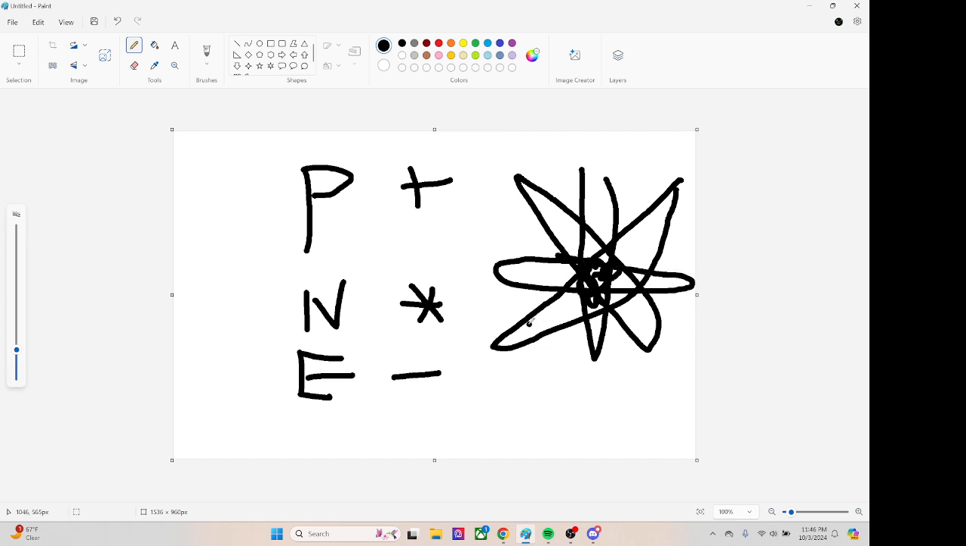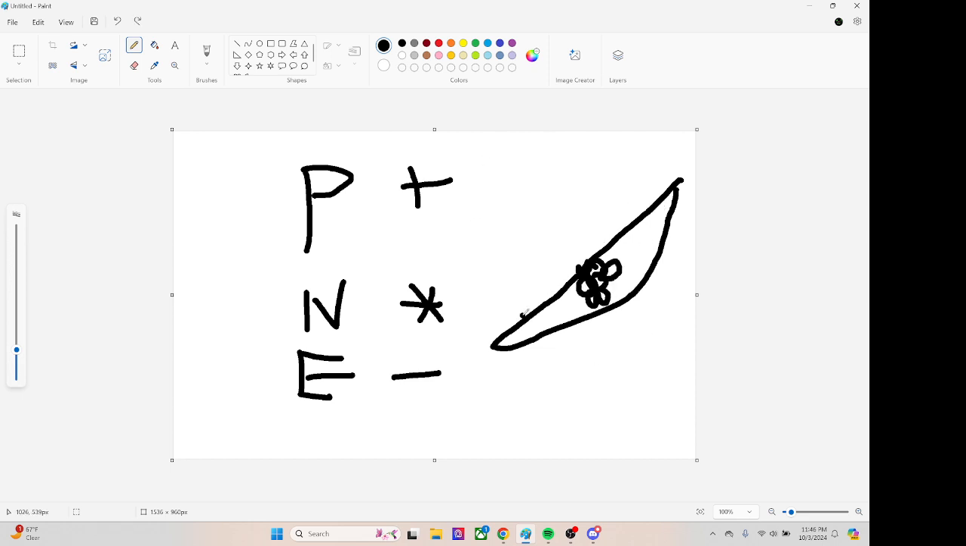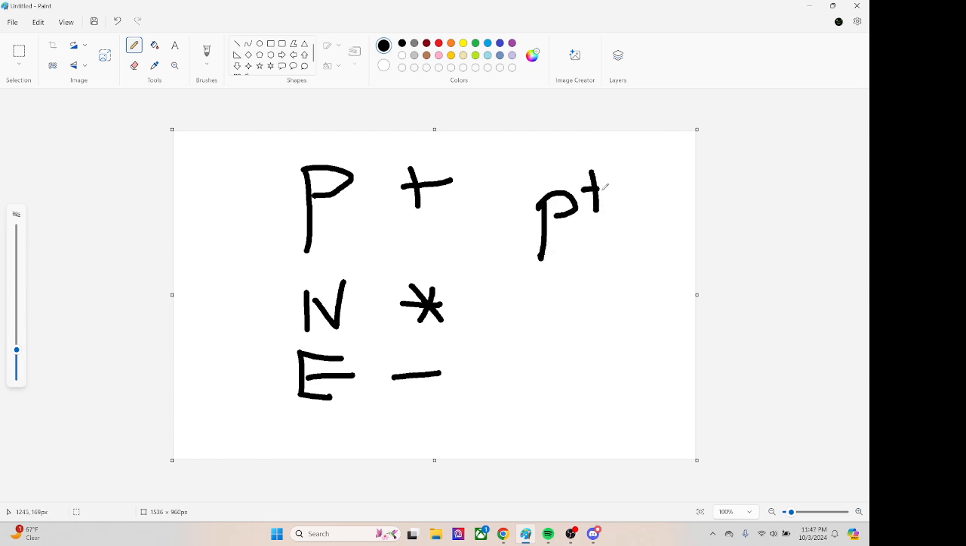Little rings, and they'll have their electrons orbiting it like this. The outermost shell is called the valence electrons. Protons can sometimes be abbreviated as p plus, neutrons will just be n, and electrons will usually be abbreviated as e minus.